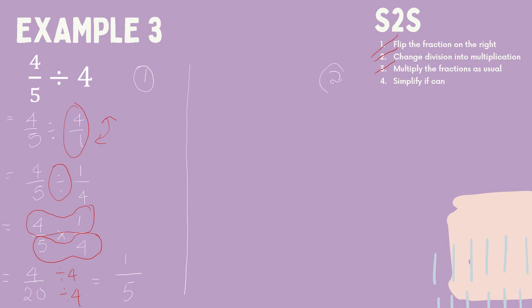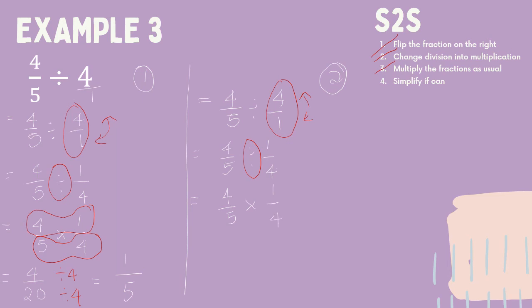Method 2 I'm going to show you. So same old thing, same step. So 4 divided by 4 out of 1. You just put out of 1 here. Then you need to flip the fraction. So this becomes 4 out of 5 divided by 1 out of 4. And then you need to change the division into multiplication. So this becomes 4 out of 5 times 1 out of 4.